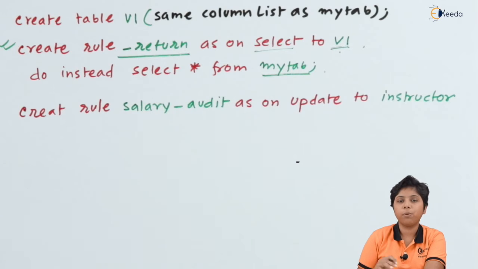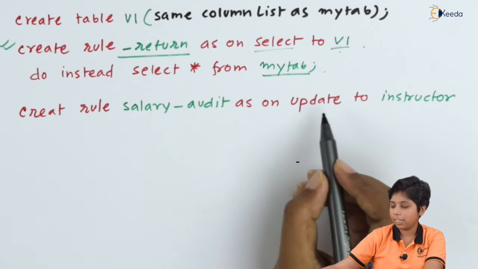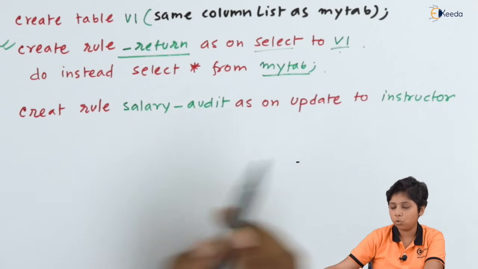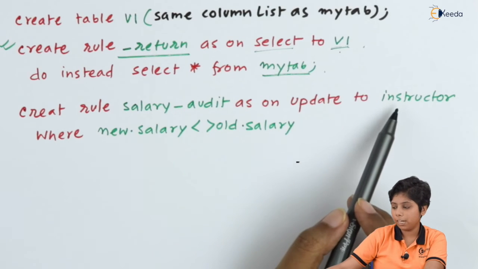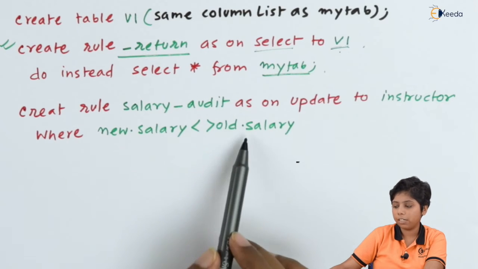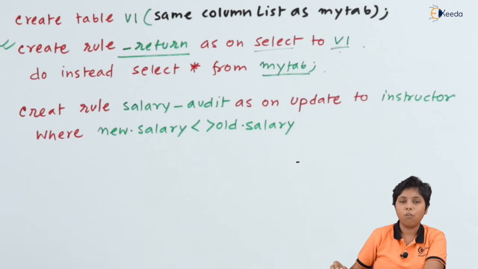In this rule, as we want to log all the salary increases, that means first we need to increase the salary of the instructor and then we need to log it. So that is why we have used update to instead of select to. So this is the condition for selecting the update: if the new salary is not equal to the old salary, where new and old are aliases.